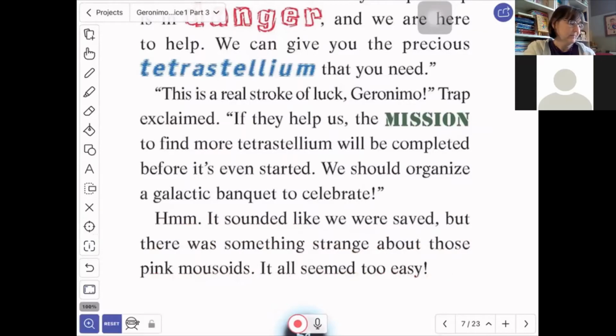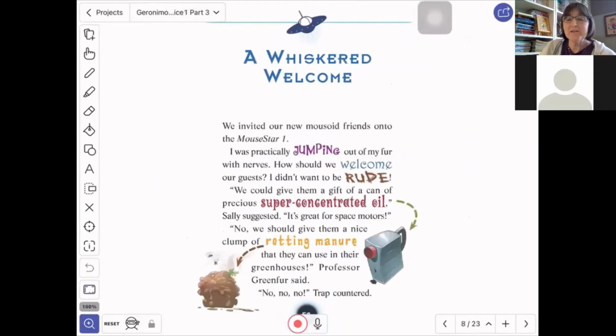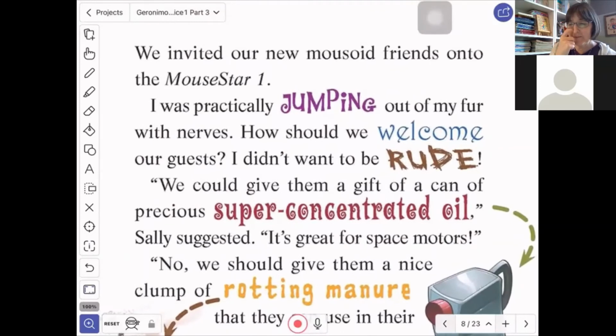I agree. I think there's a mystery here. A whiskered welcome. Wonder what that's going to be about. Well, we invited our new mousoid friends onto the Mouse Star 1. I was practically jumping out of my fur with nerves. How should we welcome our guests? I didn't want to be rude.